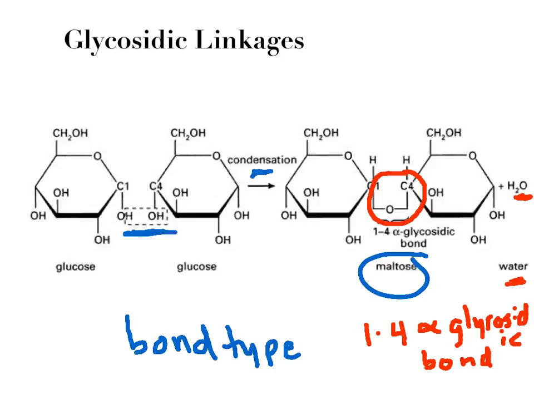The 1,4 comes from the fact that, remember we numbered our carbons? So we have the number 1 carbon here, and on the second molecule we have a number 4 carbon. So that's where the 1,4 comes from. The alpha part of the name refers to the bond angle. So I don't know what this bond angle is with the oxygen here, but whatever it is, that's designated as alpha.